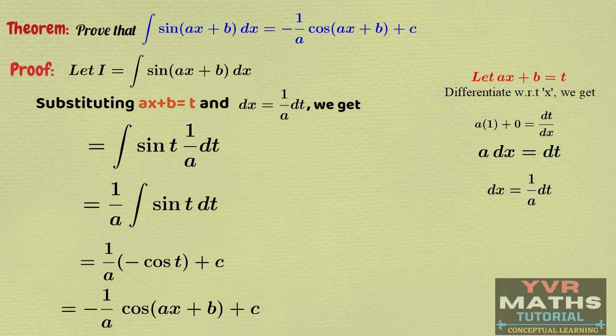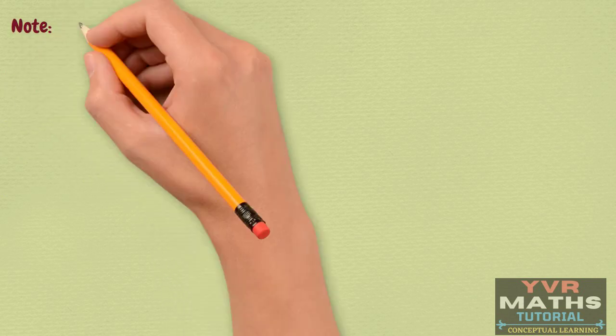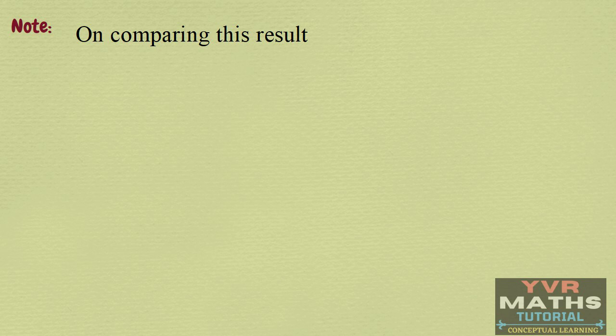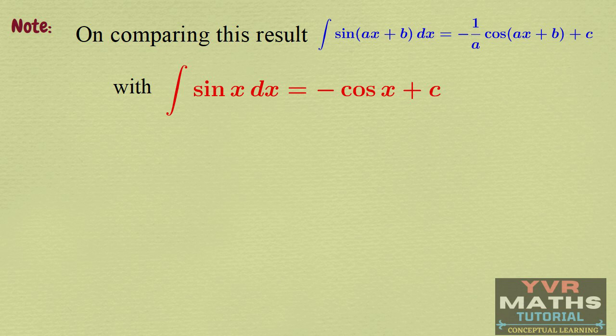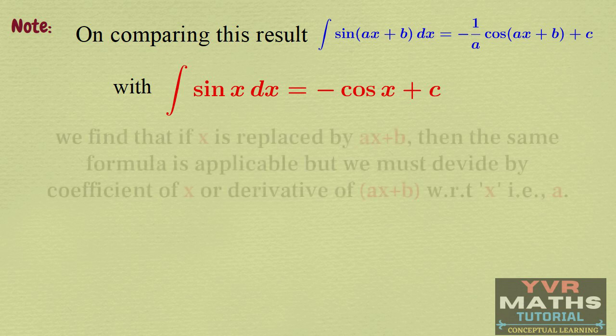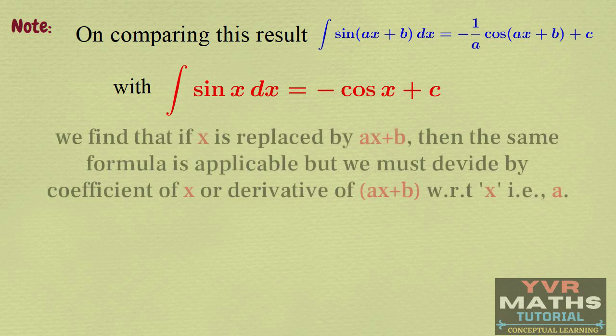Now I will compare this theorem statement with the standard formula. See, one note point here. On comparing this result, integral sin of ax plus b dx is equal to minus 1 by a into cos of ax plus b plus c, with integral sin x dx is equal to minus cos x plus c. What you observed? We find that if x is replaced by ax plus b, then the same formula is applicable, but we must divide by coefficient of x or derivative of ax plus b with respect to x. That is a. So observe carefully, students, this point.